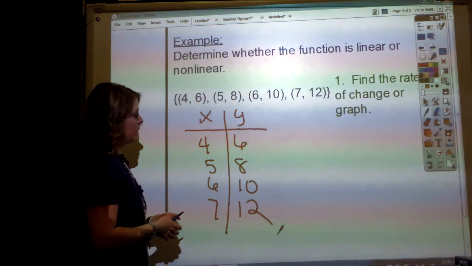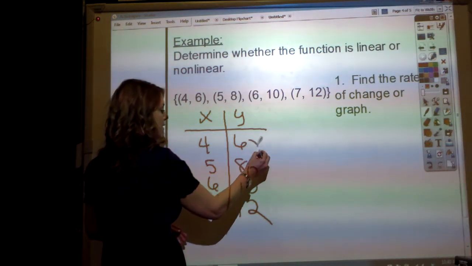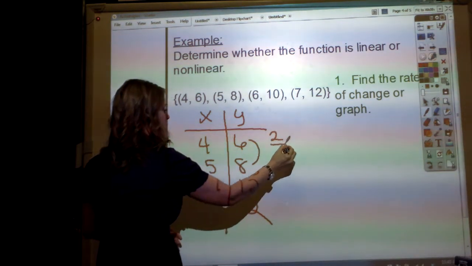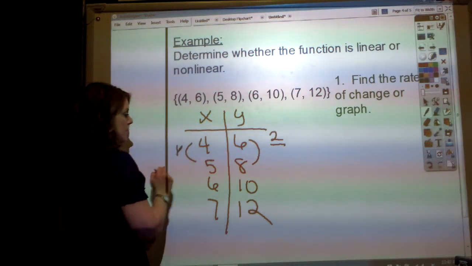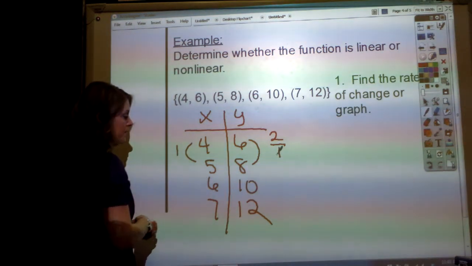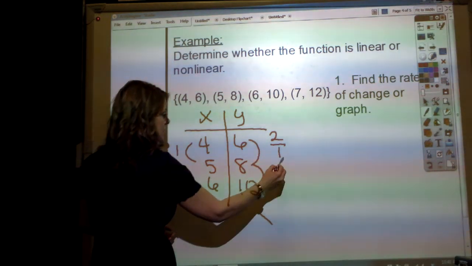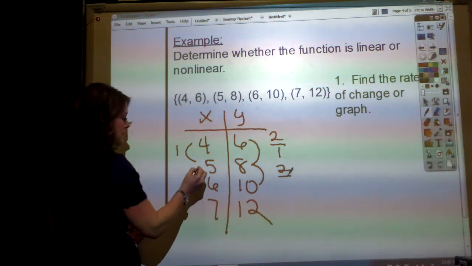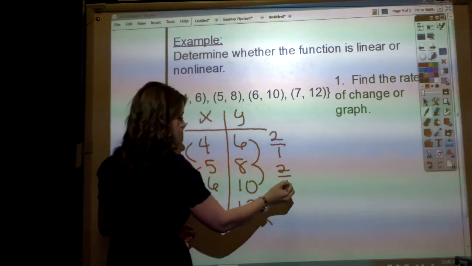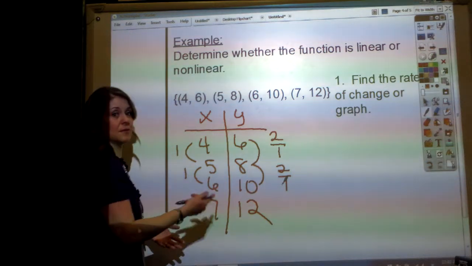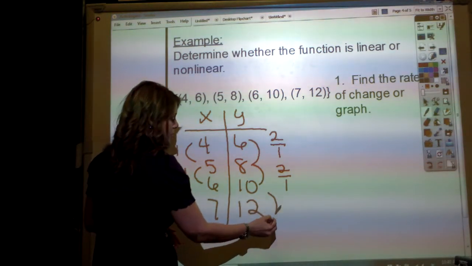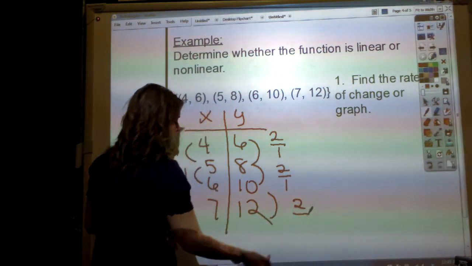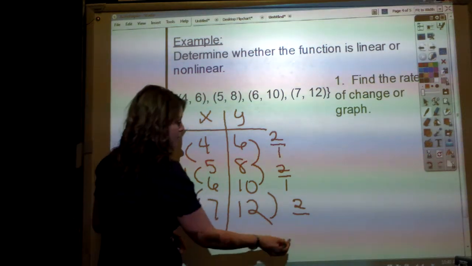Again, let's look at the rate of change here. Looks like the y is going up 2 when the x is going up 1. So that's 2 over 1. Y's are going up 2. X's are going up 1. So far it's constant. Again, y's are going up 2. X's are going up 1.